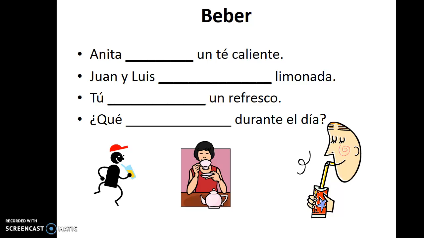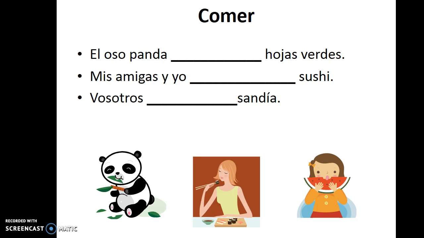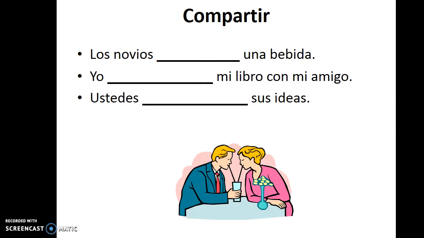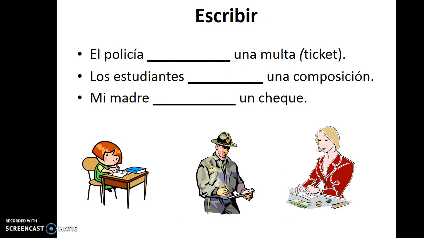Alright, let's skip this one for a minute. So same kind of drill. We're using the verb beber, to drink, which is an alternative for the verb tomar that you already learned. We comer, to eat. Let's look at an IR verb. So here we have compartir. Let's do escribir. Okay, escribir.